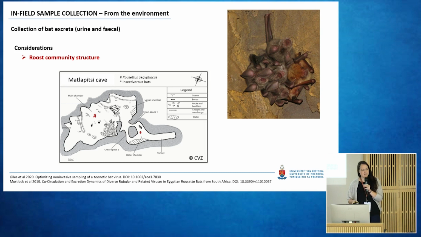So just an example of the cave that we do, where we sample, the Matlapitsi cave, we know that Rousettus tend to roost within this large open big cavern in the cave. So when we collect samples, we can with relative certainty say that the samples that we are collecting are in fact from the species, as we know that the insectivorous bats roost more within the outside smaller caverns within the caves.